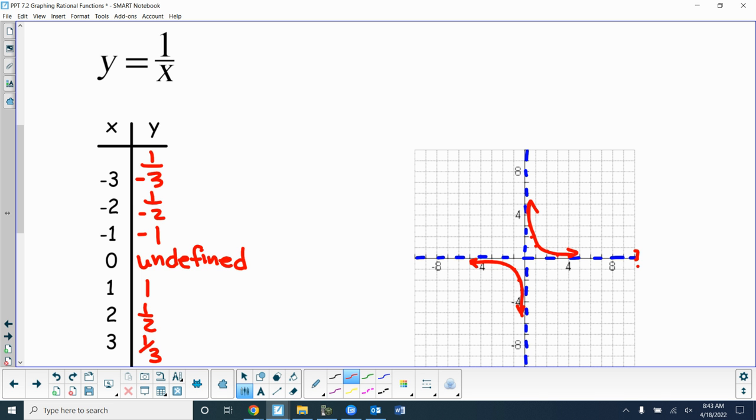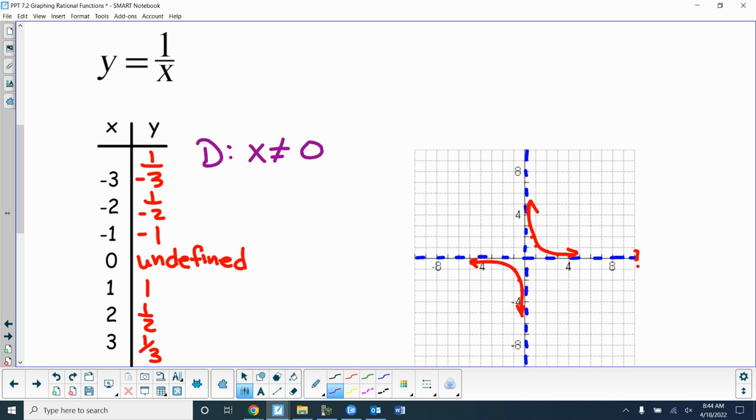So our domain for this, when we talk about domain, which is what values? A lot of times we say it's all real numbers, but which values does it represent, the domain? The x values, right? So the domain is all real numbers except what?